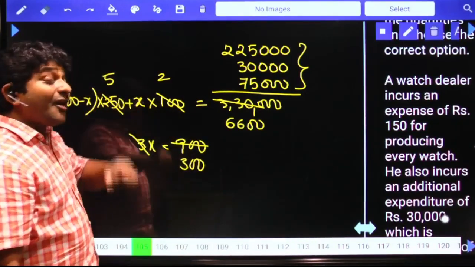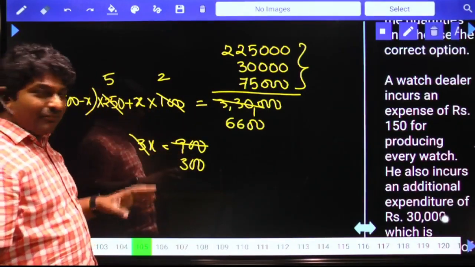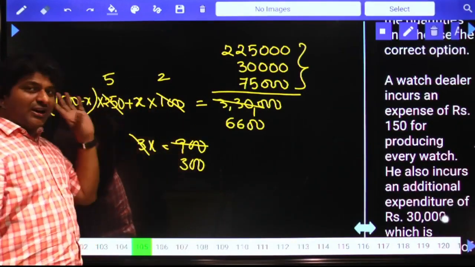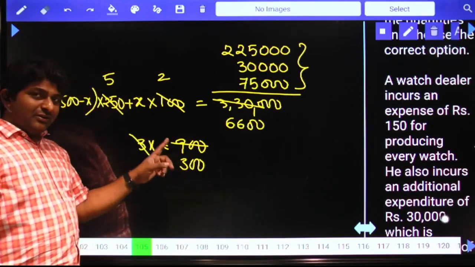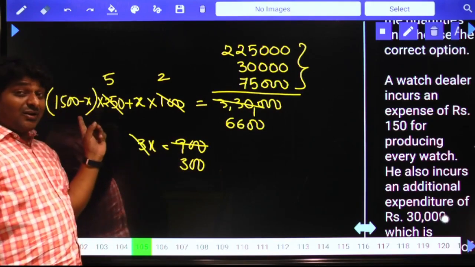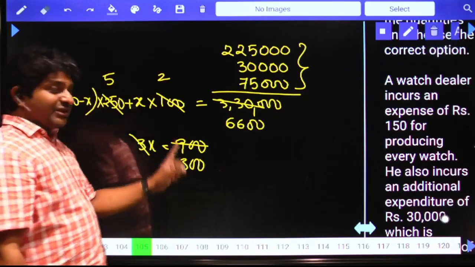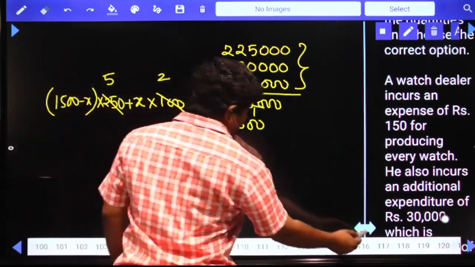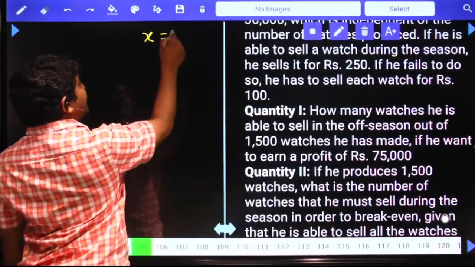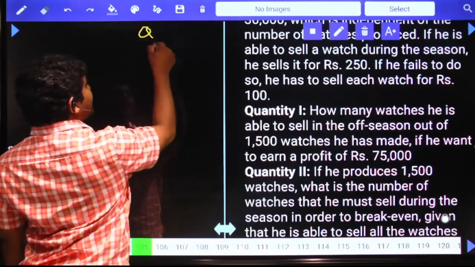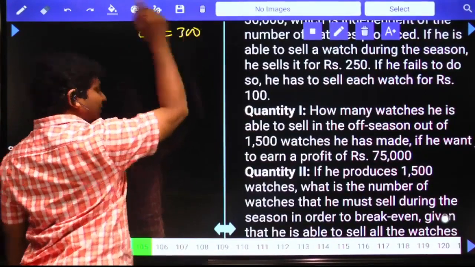ఆఫ్ సీజన్ లో 300 అమ్ముతున్నాం, ఆన్ సీజన్ లో 1200 అమ్ముతున్నాం. I hope you followed it. ఆఫ్ సీజన్ లో 300, ఆన్ సీజన్ లో 1200. Your question is Q1, which is about off season watches, that is 300. Sorry, Q1 is equal to 300. Next, Q2.